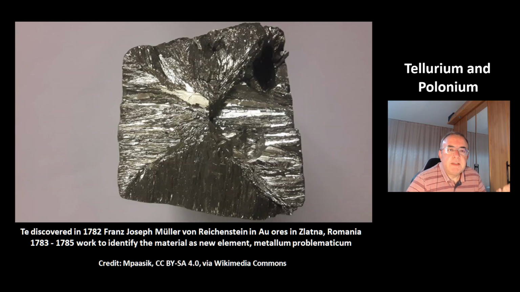Tellurium was discovered in 1782 by Franz Josef Müller von Reichenstein in gold ores in Zlatna, Romania. And he had to work from 1783 to 1785 to identify the new material as a new element, and that's why he called it metallum problematicum.